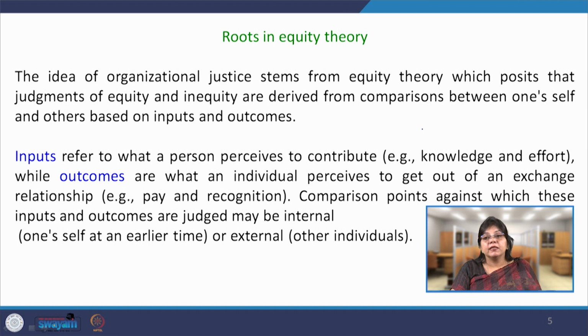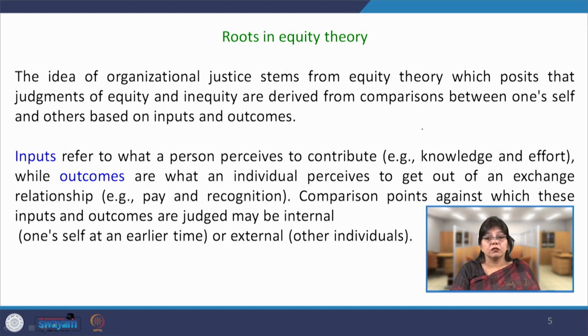But how has this term evolved? We are talking about ethicality, laws, right and wrong, fairness, justice. But from where has this concept evolved? Social psychologists have discussed this term under the roots of equity theory. According to psychologists, the idea of organizational justice stems from equity theory, which posits that judgments of equity and inequity are derived from comparisons between oneself and others based on inputs and outcomes.